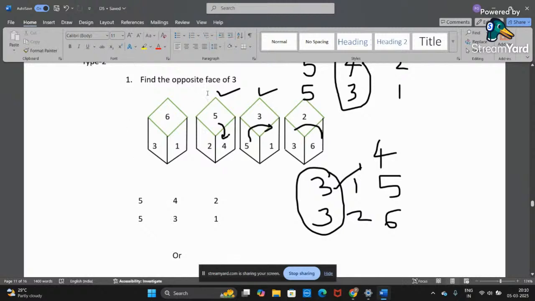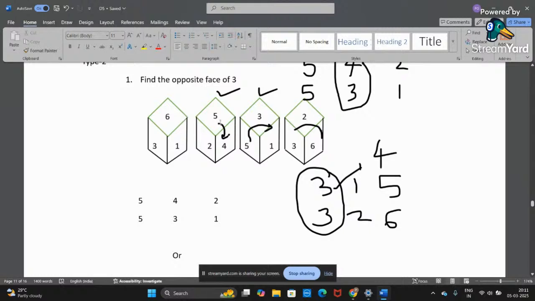So find the opposite. Let's move on to the problem now. Find the opposite face of 3. This is the given question. They have given 4 dice. In this, you have to compare 2 dice. How to compare? Only one number should be in common. Those 2 cubes we need to take and compare.